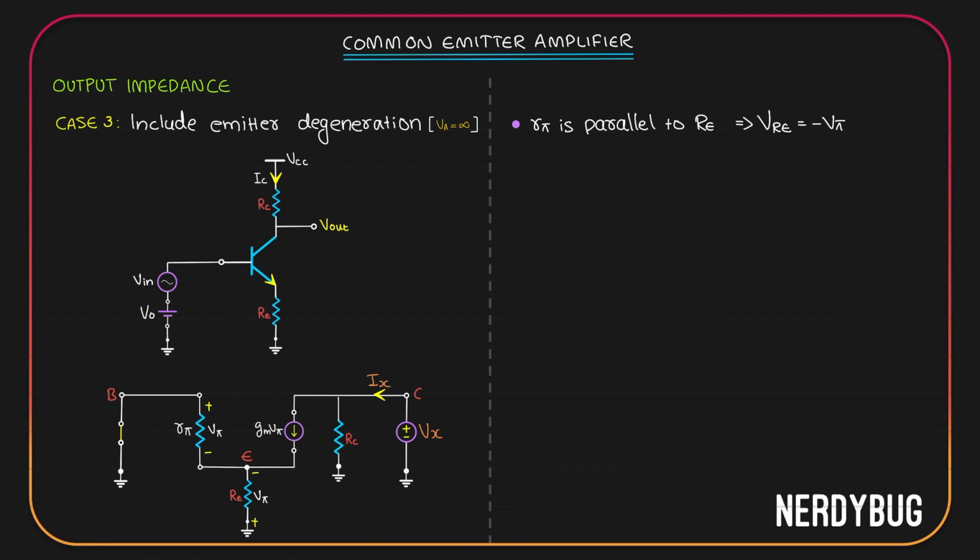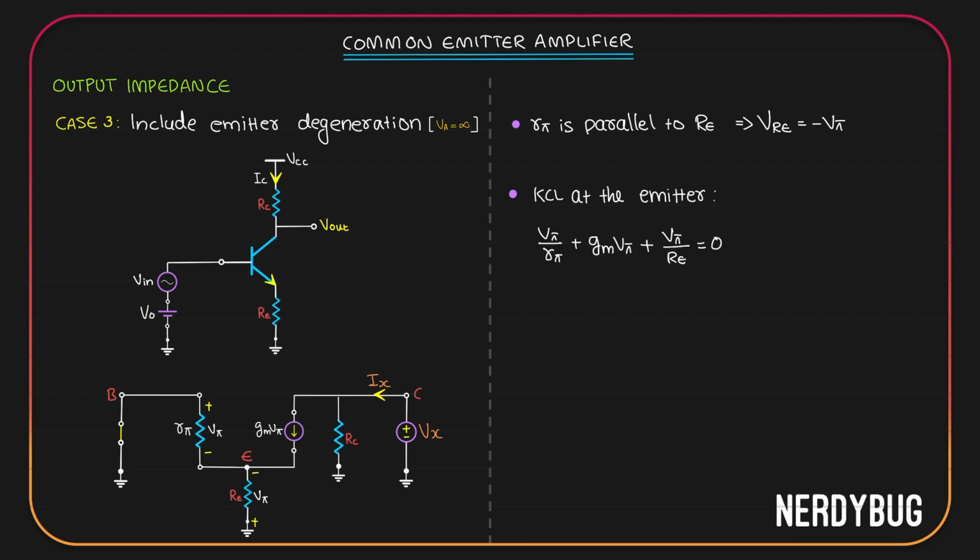Now let us apply Kirchhoff's current law at the emitter. I can see three currents. R pi has a potential V pi across it, so there will be a current V pi by R pi. GM V pi will be coming like this. Across Re, we have a potential drop of V pi, negative here, positive here. So we can consider the current through Re to be V pi by Re in this direction, from positive to negative, or minus V pi by Re in this direction. According to Kirchhoff's current law, the sum of these three currents should be equal to 0.